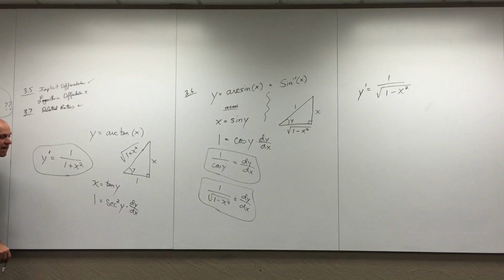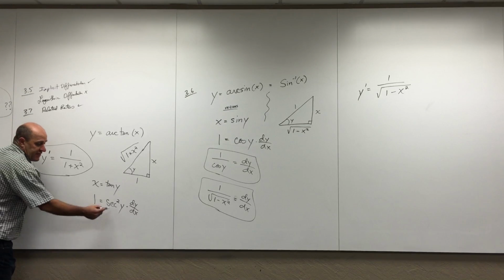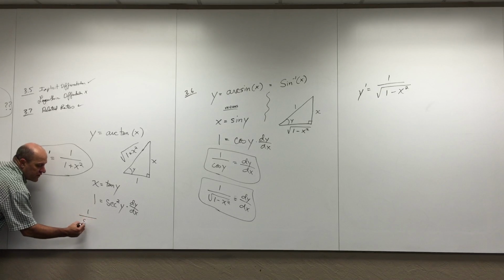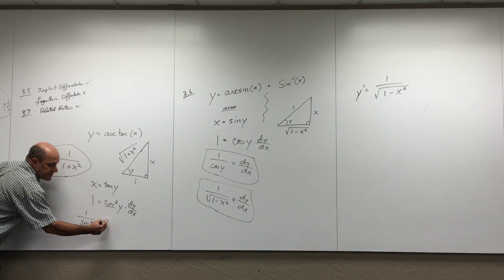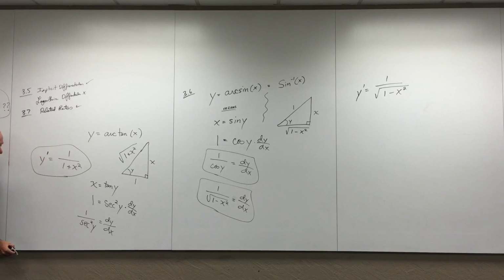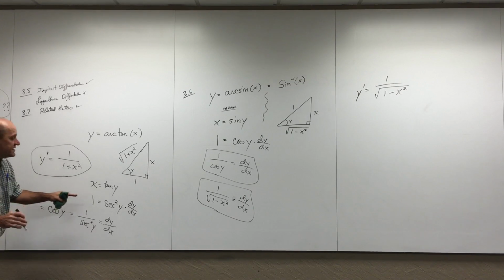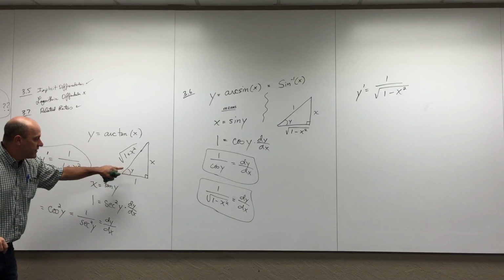If I want dy dx, which I'm trying to prove, then I should divide by that secant squared. I get 1 over secant squared equals dy dx. Let's keep moving here. Do you know what 1 over secant is? It is cosine. So 1 over secant squared is cosine squared. So dy dx is cosine squared of y. Now, let's go to the picture and fill this in algebraically. What is the cosine of y?